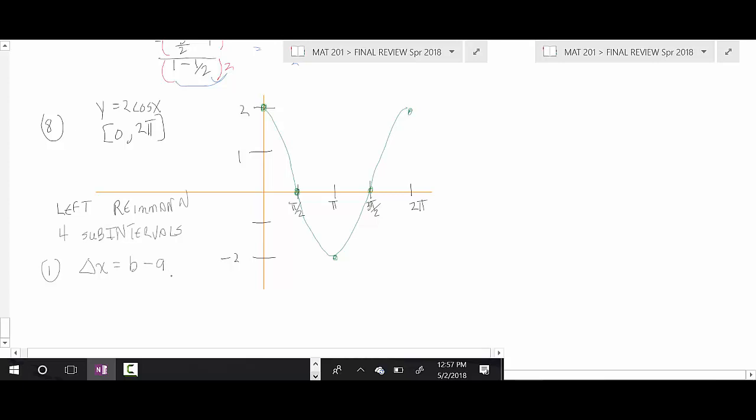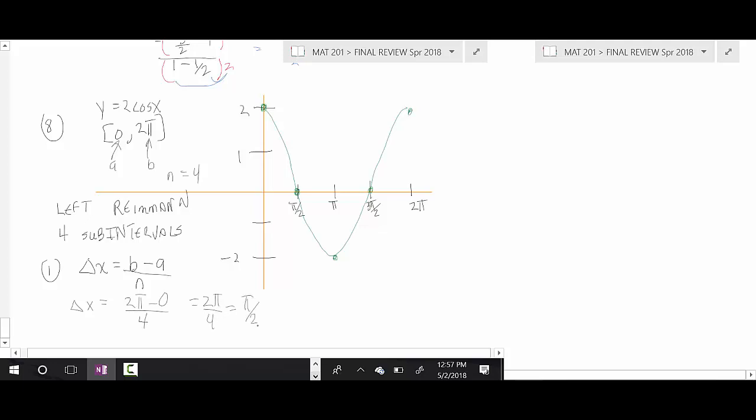In this problem, what is b and what's a? Remember, that's just where you're starting from and where you're ending. What's that? 0 and 2 pi. So a is 0, b is 2 pi. What's n? 4. That's how many rectangles. This is real important. So b is 2 pi, a is 0, n is 4. So you'd have 2 pi over 4, which is pi over 2.